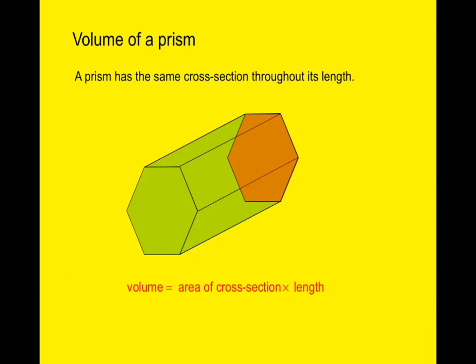So the volume of a prism will be the area of the cross-section times the length. So if we could find the area of that hexagon and we knew the length, we could find the volume of that prism.